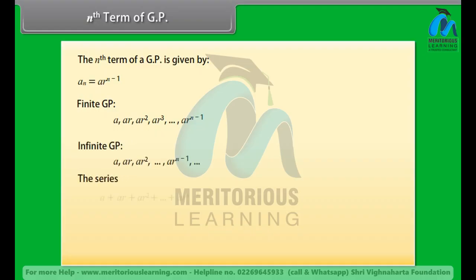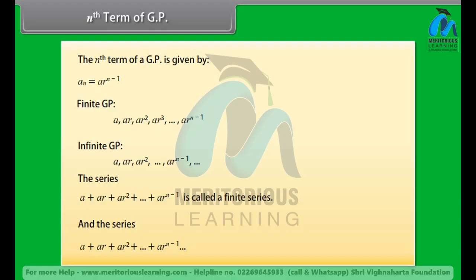The series a plus ar plus ar square plus so on till plus ar raised to the power n minus 1 is called a finite series, and the series a plus ar plus ar square plus so on till ar raised to the power n minus 1 and so on is called an infinite series.